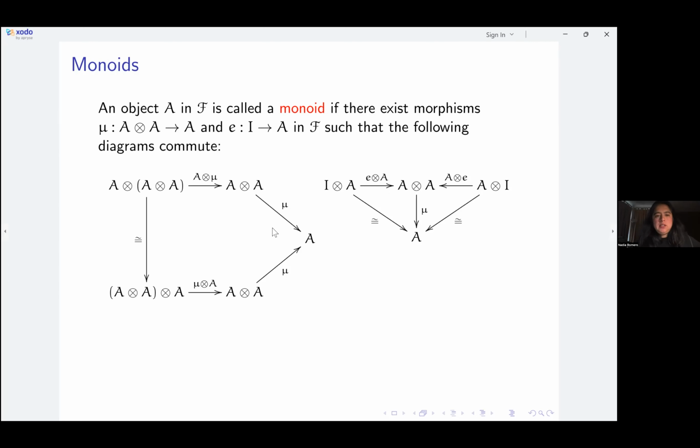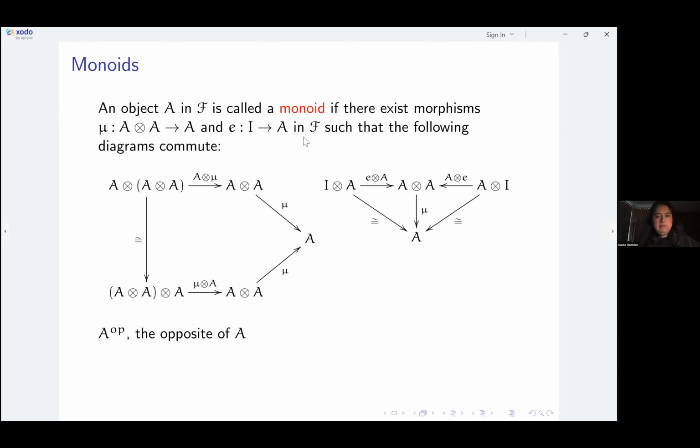As I said, the idea of a monoid is like the idea of a ring in a monoidal category. Actually, some people call them rings. I prefer to call them monoids because for me, rings are different things. Some people also call them algebras, because we have also this idea of an algebra, but I'm going to call them monoids. And we recover many of the properties we have in rings.